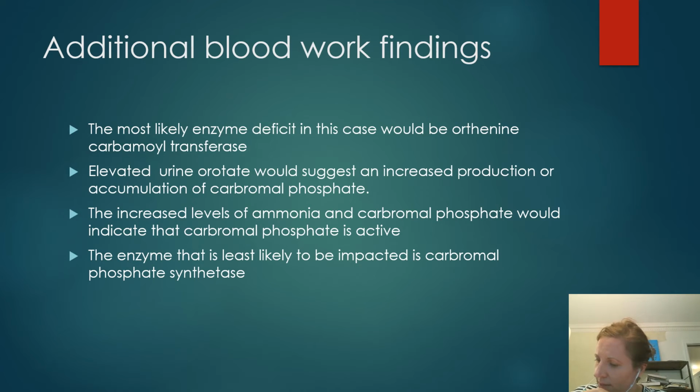In this case, the increased levels of ammonia and carbamoyl phosphate, like we said earlier, would indicate that carbamoyl phosphate synthase is active. When the carbamoyl phosphate synthase is active, it is producing carbamoyl phosphate, and the OTC is decreased as the carbamoyl phosphate pool is not being used to synthesize citrulline. And again, as we said, the enzyme least likely to be impacted is carbamoyl phosphate synthetase.